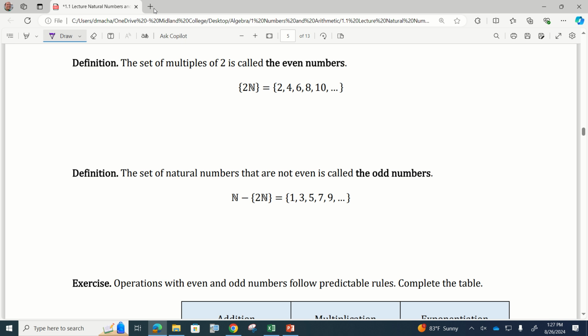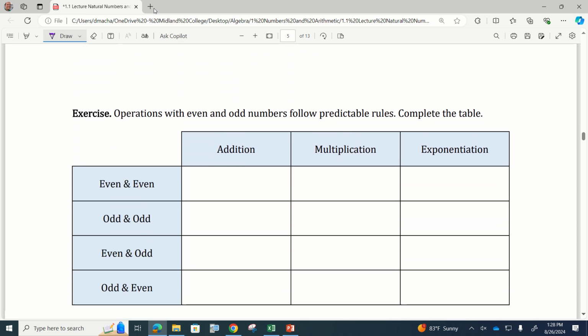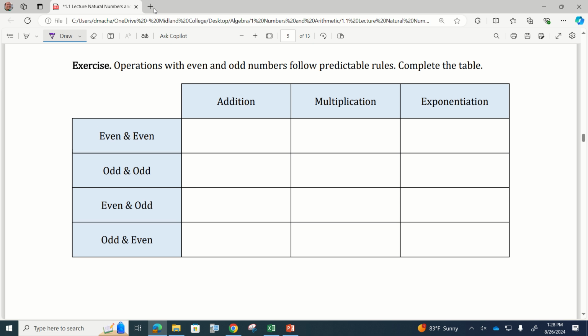If you've got multiples of 2, we also call those the even numbers. And if you happen to have a natural number that is not even, it automatically belongs to the odd numbers. Even and odd numbers follow very rigid rules when it comes to arithmetic. So if I were to add an even number plus an even number, what am I going to get? An even number. What if I add an odd number plus an odd number?